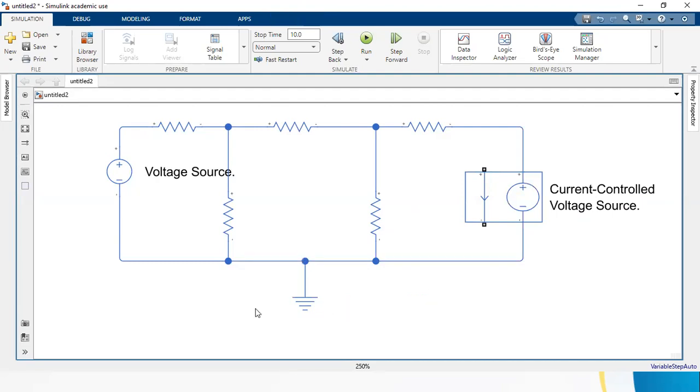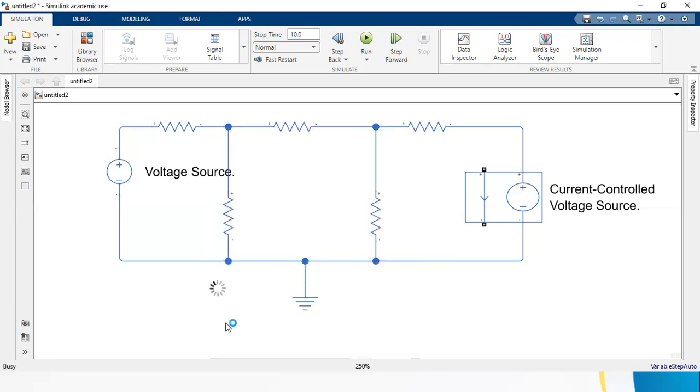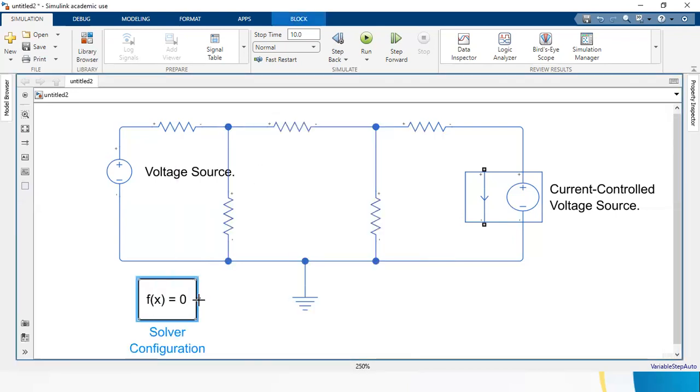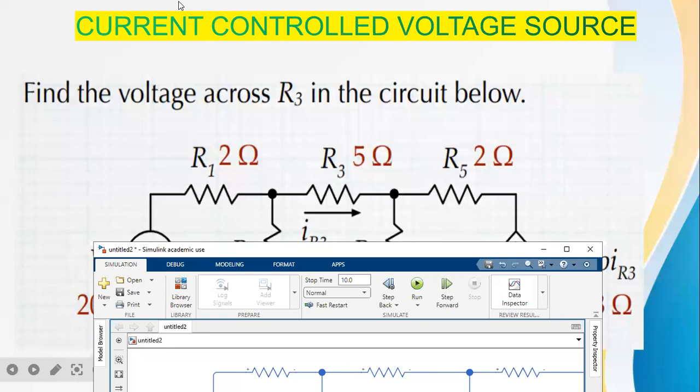Like this, electrical reference. And take one solver configuration also. Connect the solver configuration here. And this is our DC voltage source. The current controlled voltage source depends upon the 5 ohm resistor, so connect it in series with the 5 ohm resistor.